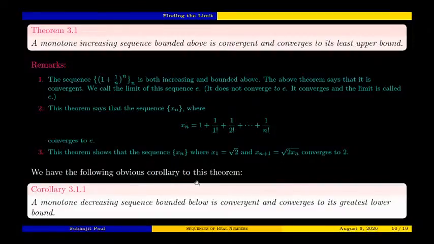Now we have the following obvious corollary to this theorem, just the opposite of this. This one was increasing, this is decreasing. A decreasing sequence that is bounded below is convergent and converges to its greatest lower bound.